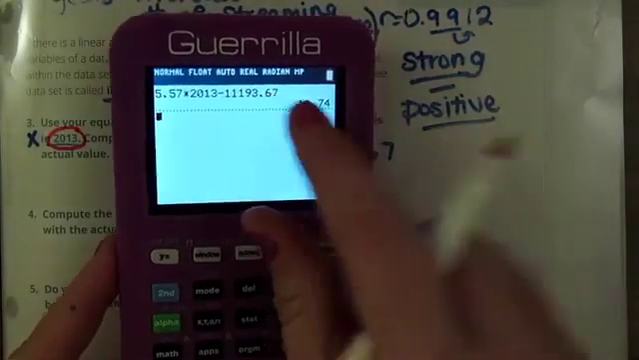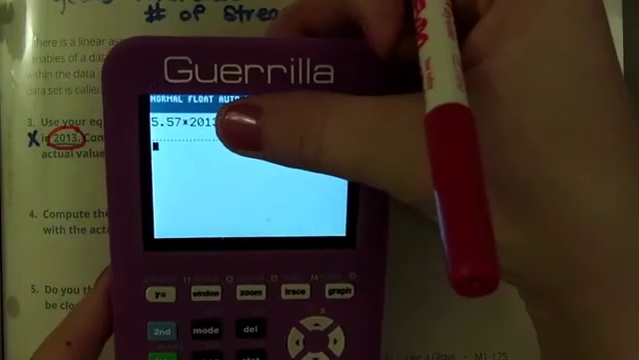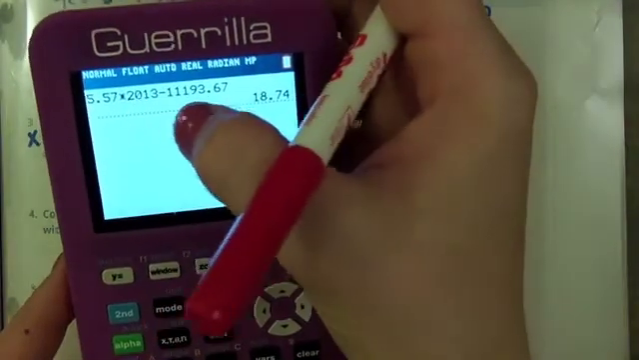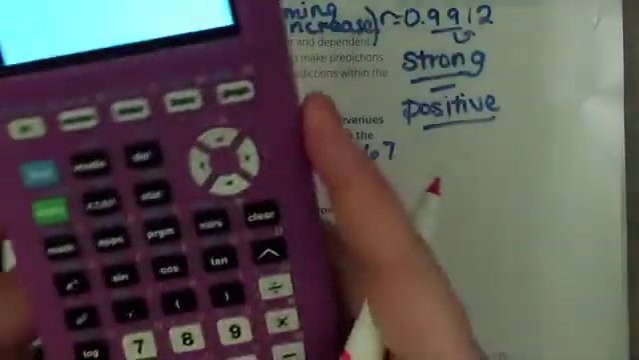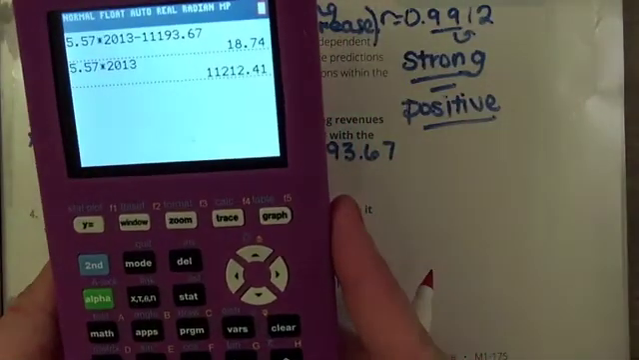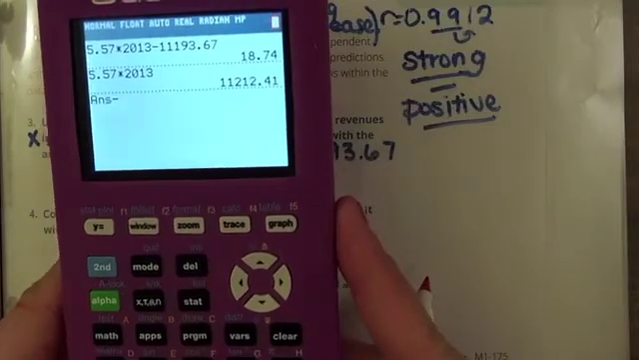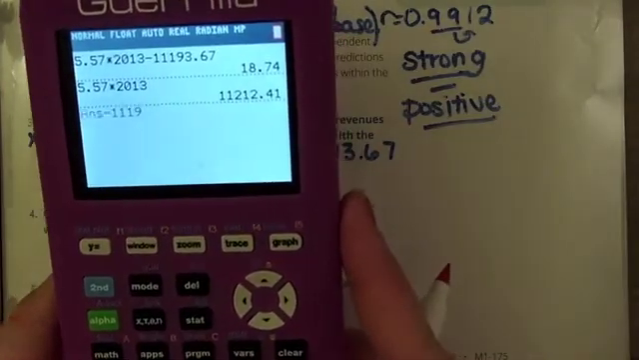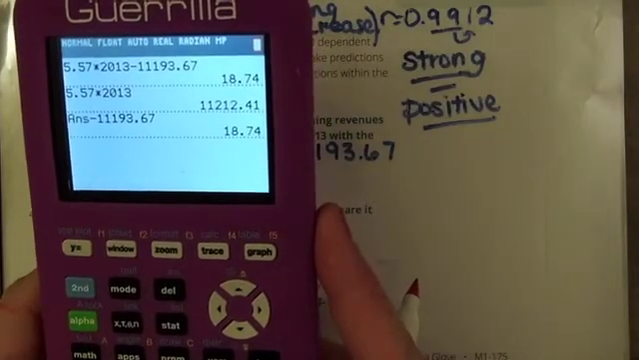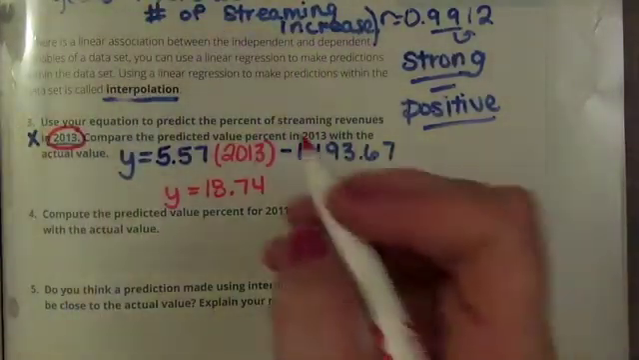If you were using a calculator or a phone, you would have to do that step first because you have to multiply, and then you would subtract whatever you got as that answer. So you would do 5.57 times 2013. You would get an answer, then you would subtract 11193.67 in your calculator, or whichever calculator you're using, and that's the answer you would get.